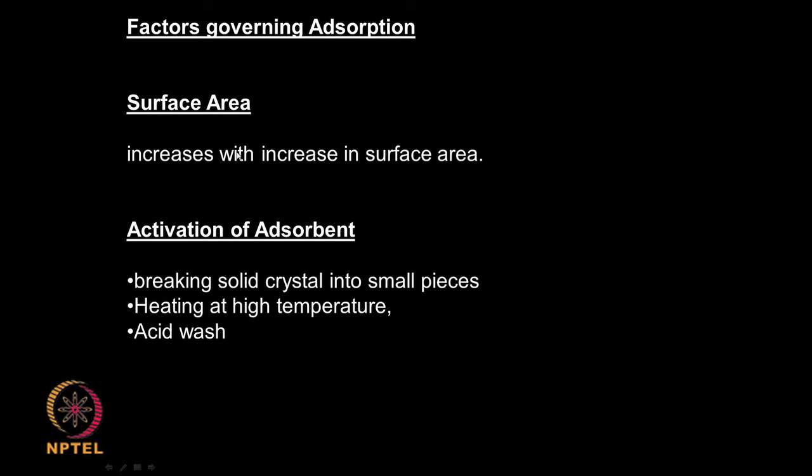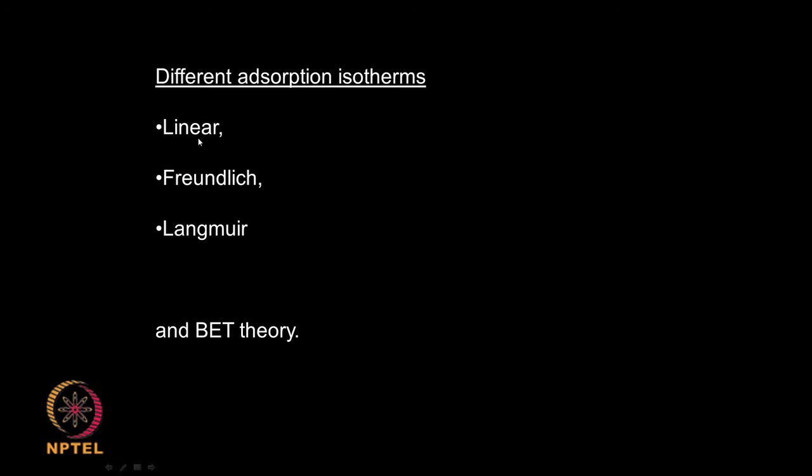Surface area: if you increase surface area then adsorption also increases; larger the surface area, larger is the adsorption. How do you activate your adsorbent? We can break it into smaller pieces, that is, you can break the crystals, we can heat it to high temperature, we can wash it with acid. By doing all this we are increasing the activity of the adsorbent and thereby allowing it to adsorb more of the adsorbate. Different types of adsorption: linear, Freundlich, Langmuir. These are the 3 types. We will look at them in more detail, and they are all governed by a theory called BET theory.